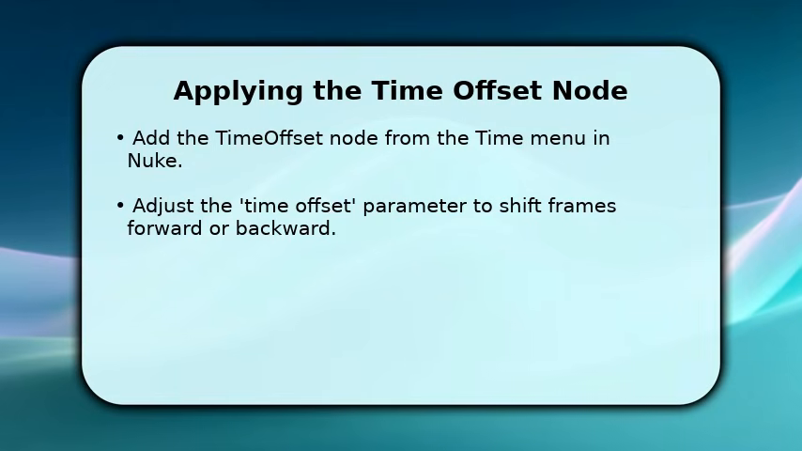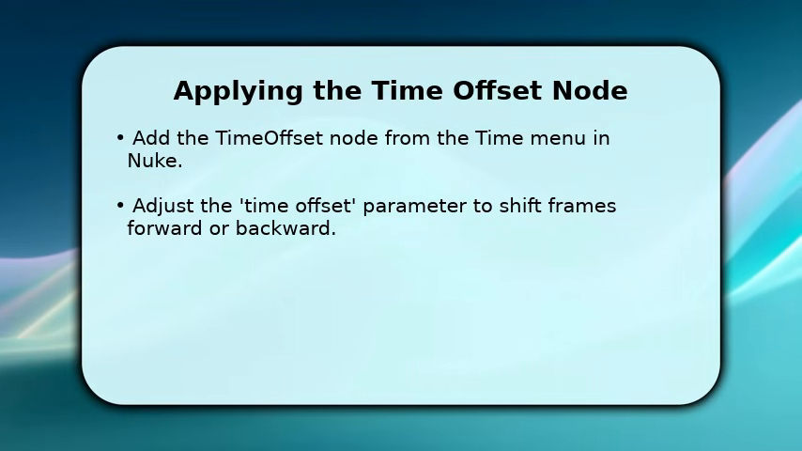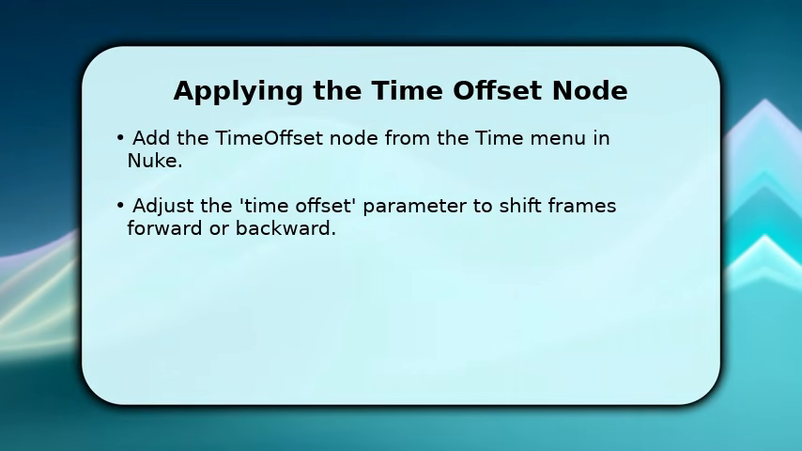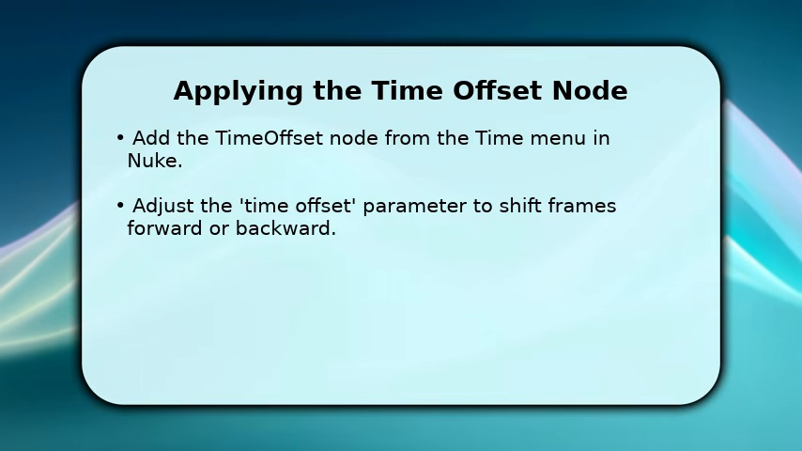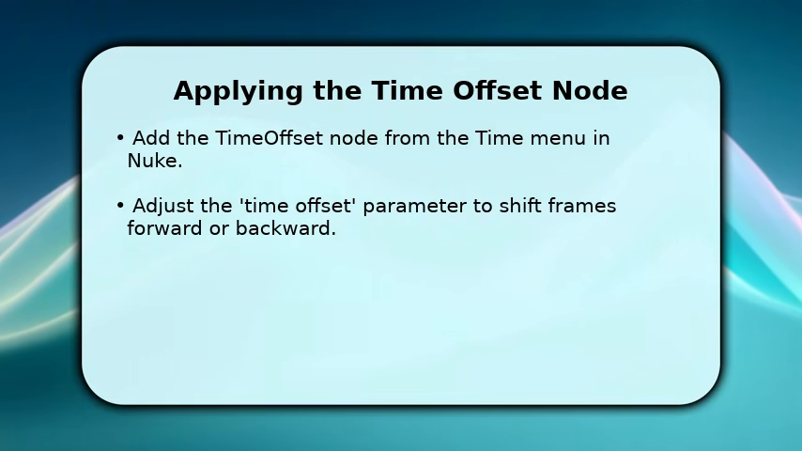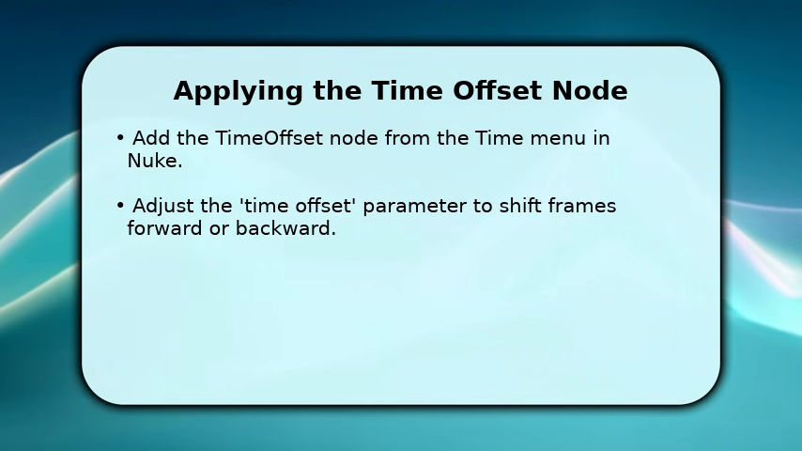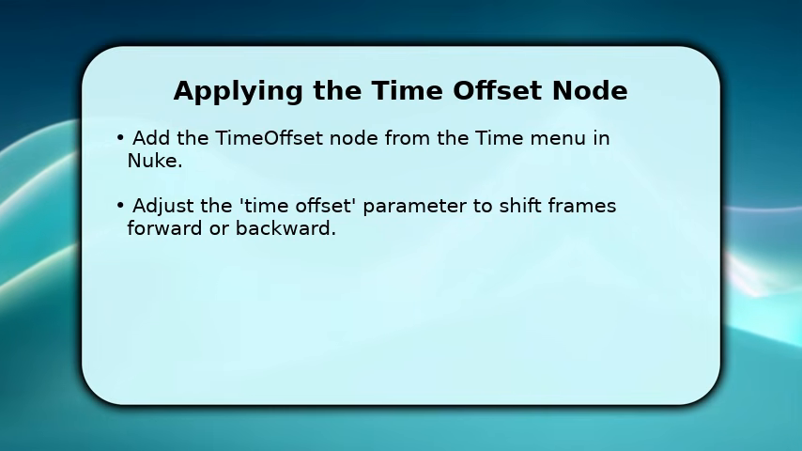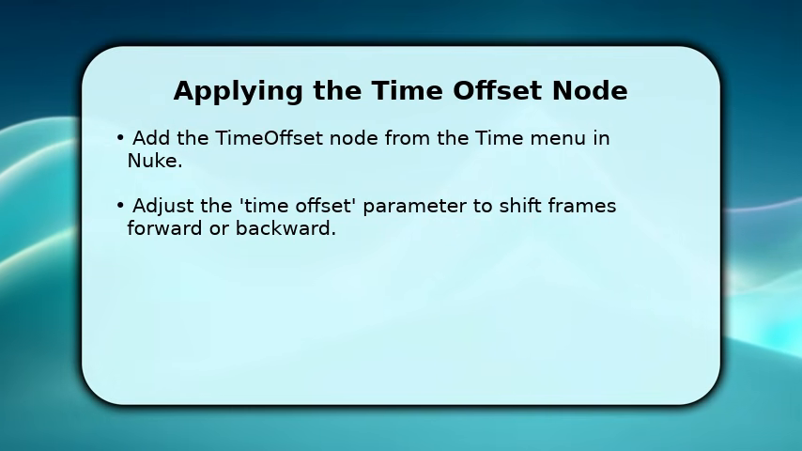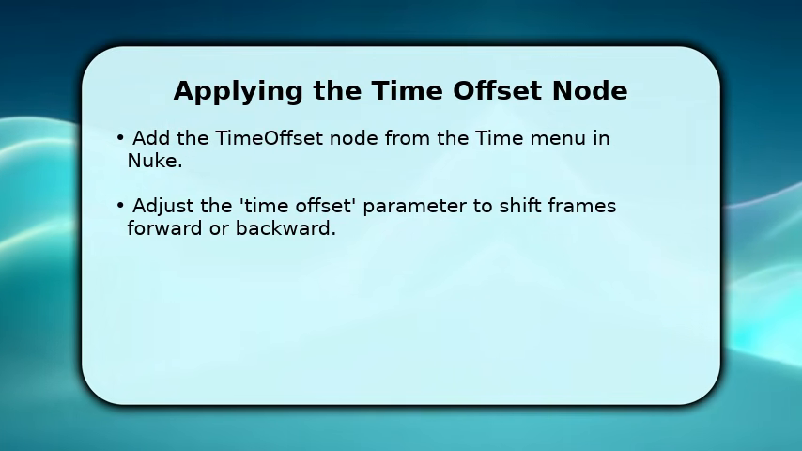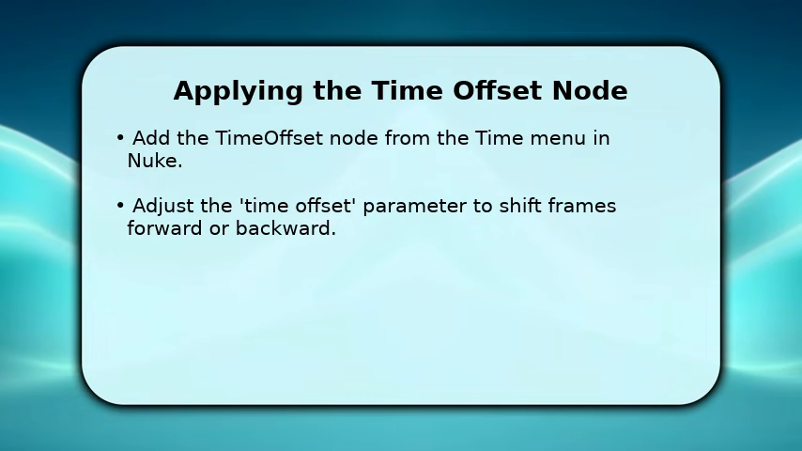To begin, simply add a time offset node from Nuke's time menu. Once connected, the primary control you'll use is the time offset parameter. A positive value, for example, 10 frames, will shift your footage forward, making it appear later. Conversely, a negative value, like -5 frames, will move it backward, causing it to appear earlier. This intuitive control allows for quick and precise adjustments to your clip's timing.